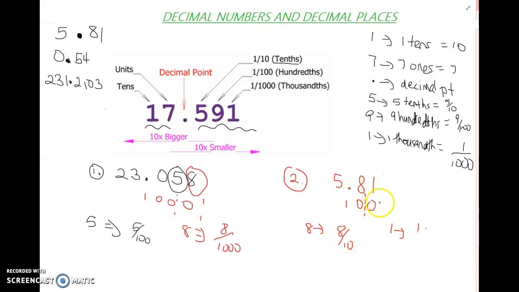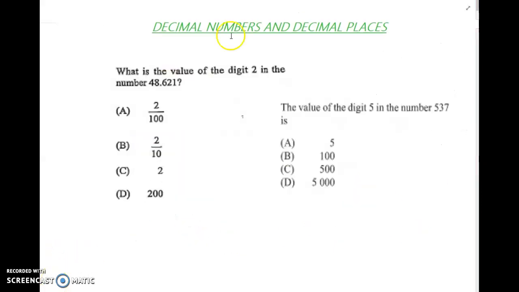The value of the 1, however, the 1 is all of this here, so that's 1 over 100. Very simple. I'm going to show you two questions in particular in the next piece, where these are CSEC multiple choice questions, where they ask you the value of certain numbers, in decimal numbers in particular. All right, so these are the CSEC value questions.